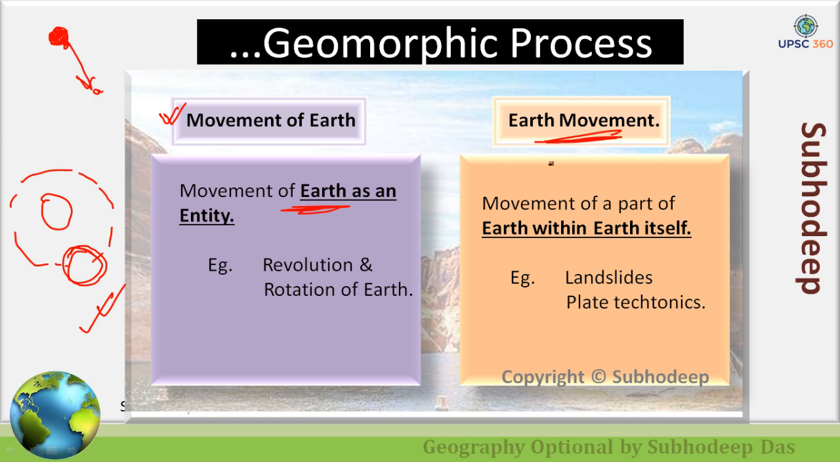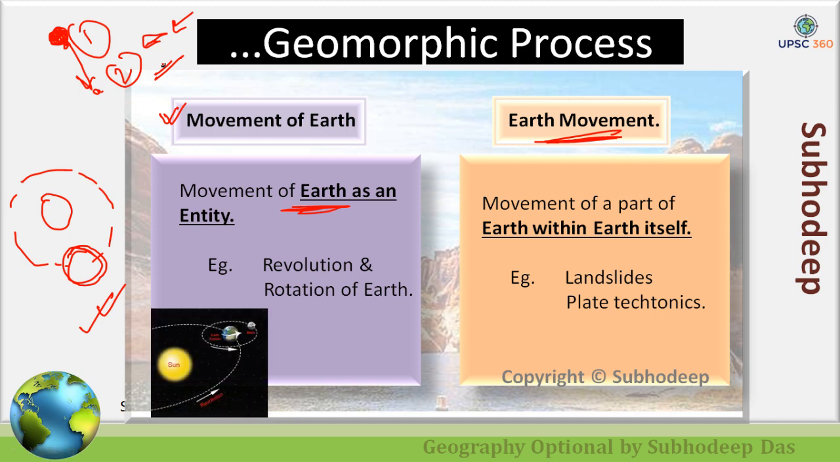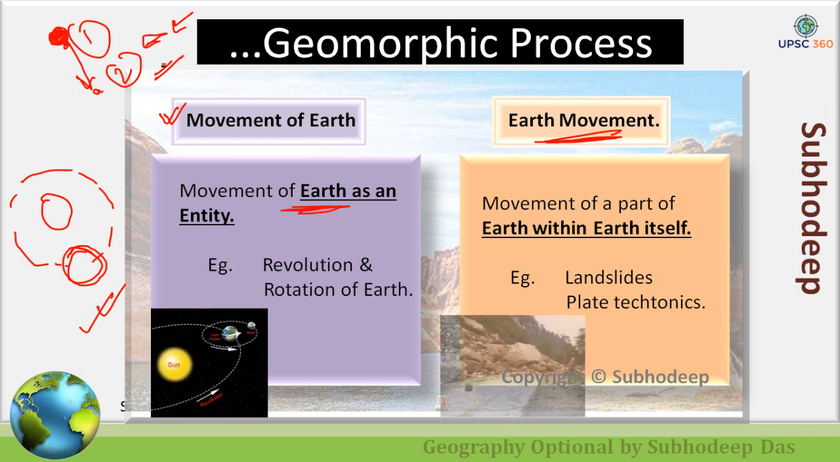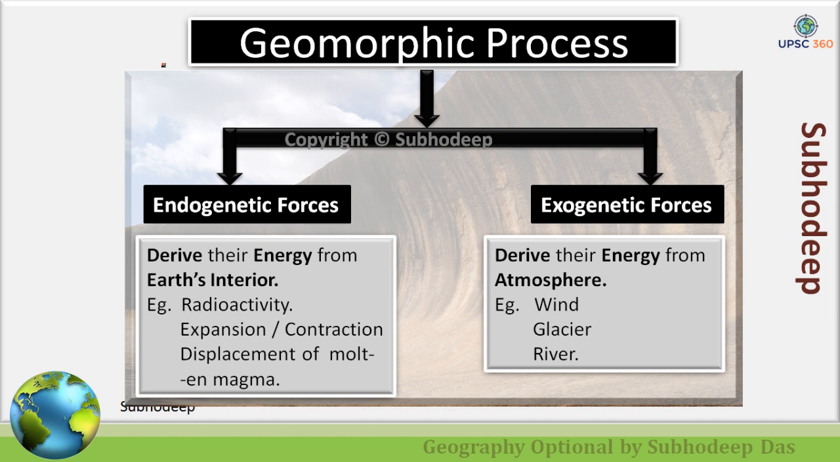There are different examples. Of course, we have dealt with the example of landslide. Second example, we can talk about plate tectonics, right? In plate tectonics, the two plates either diverge or converge. So these are movements of earth within itself, and they are good examples of earth movement as well. You can observe these here. Anyways, let's focus now on geomorphic processes.